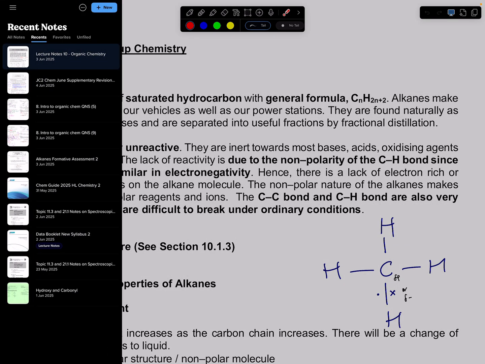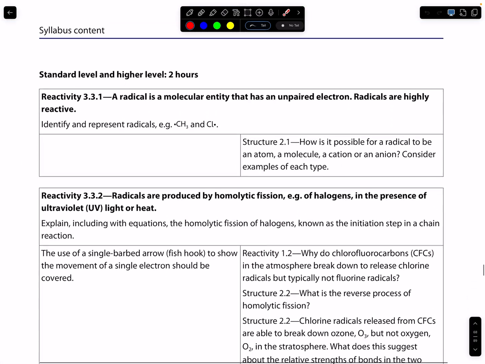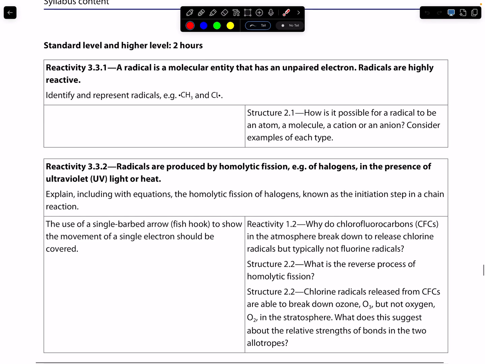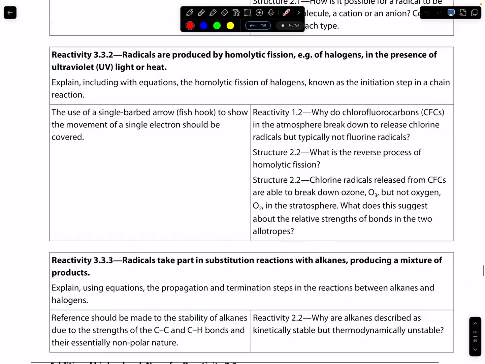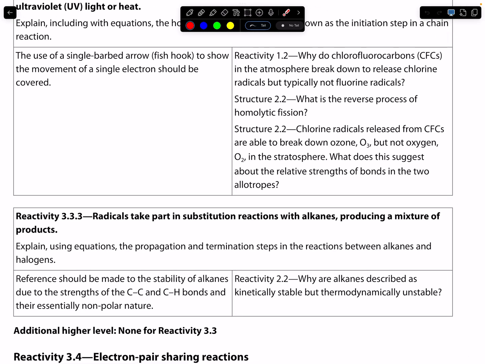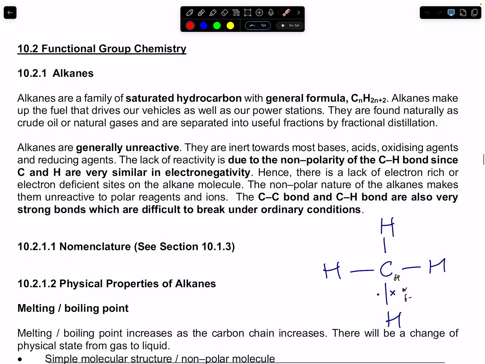So guys, I will go to the chem guide first and take a look at what is required as an IB student for this particular chapter. This chapter talks about how a radical is formed, and how radicals are produced when you react with a halogen. We talked about substitution reactions with alkanes producing a mixture of products. There are three learning objectives that we need to cover in this chapter. Is that clear? Okay, so we go back to our lecture notes again.